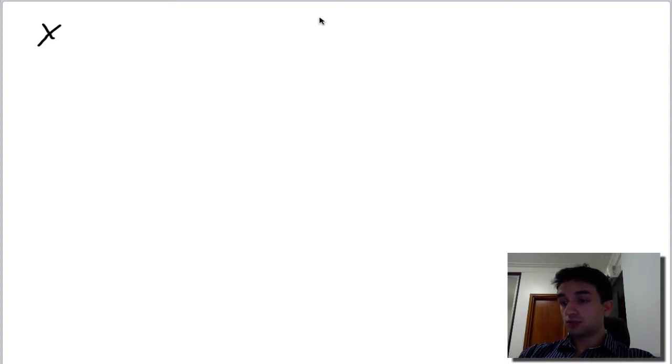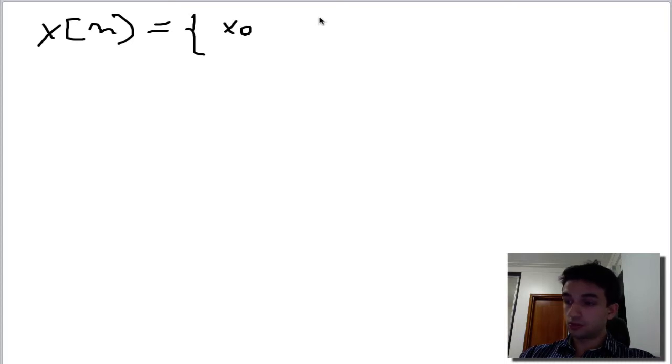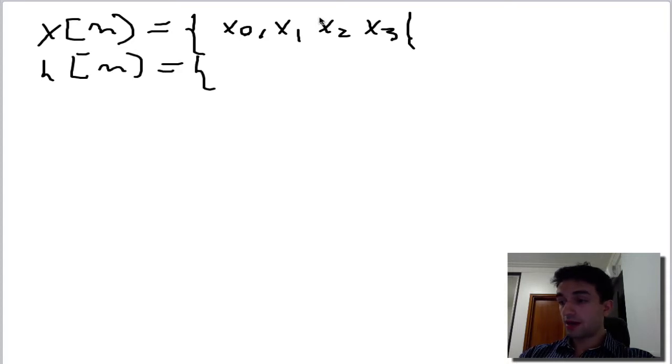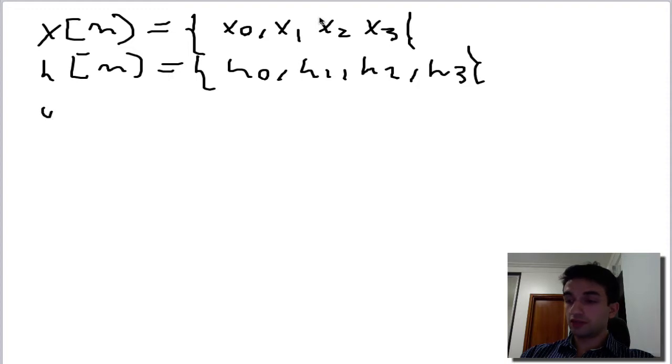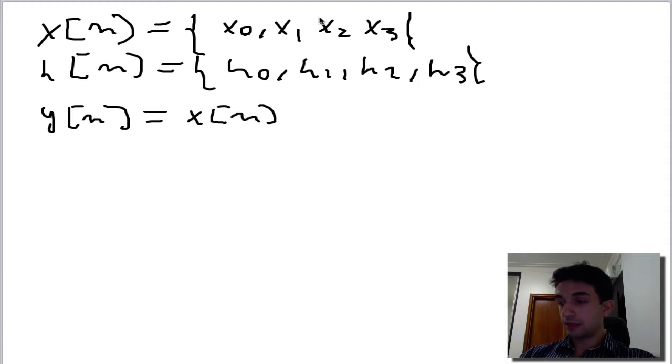So let's assume, for example, a sequence x of n, which is composed of four samples x0, x1, x2, x3, okay? And another sequence h of n, which is composed of four samples as well, h of 0, h of 1, h of 2, and h of 3, okay? And I want to evaluate the convolution y of n between x of n and h of n, okay?